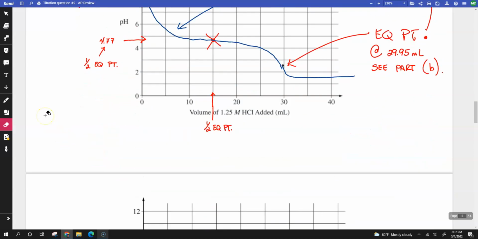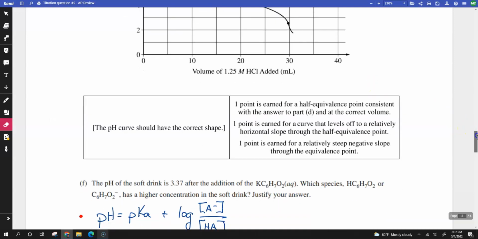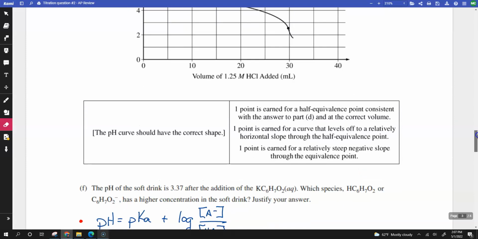All right. This last one, a fun one, says the pH of the soft drink is 3.37 after the addition of the potassium sorbate. Which species, the sorbic acid or the sorbate ion, has a higher concentration in the soft drink? Justify your answer. So remember, if it says justify, you may use words, you can write sentences, or you can do a calculation. I think I did both.